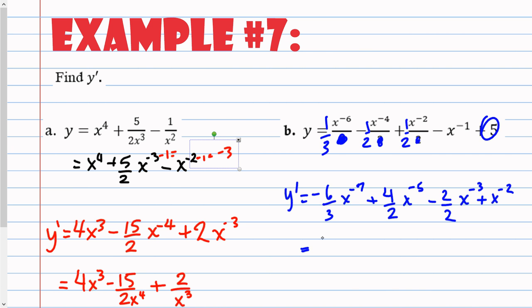Alright, so negative 6 divided by 3 is 2, and I'll go ahead and write it x to the 7th. Plus 4 divided by 2 is 2, x to the 5th. Minus 1, and then x cubed plus 1 over x squared.